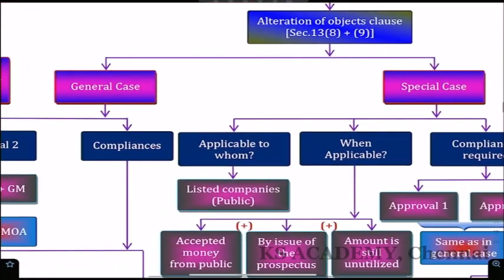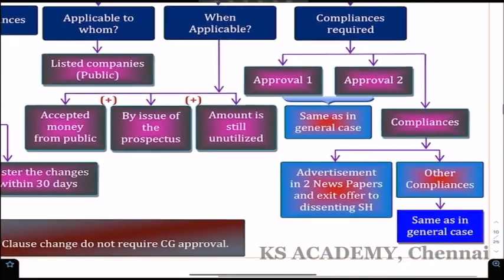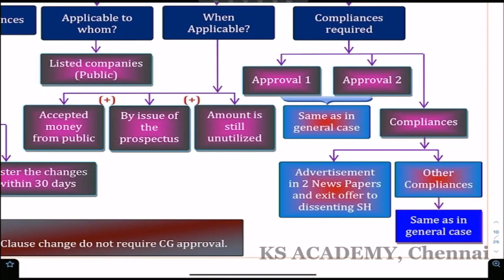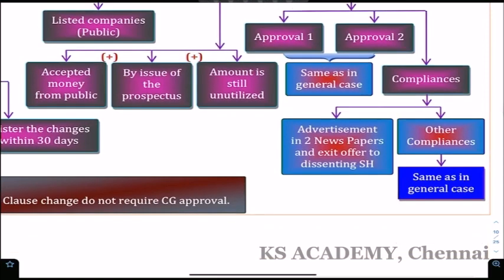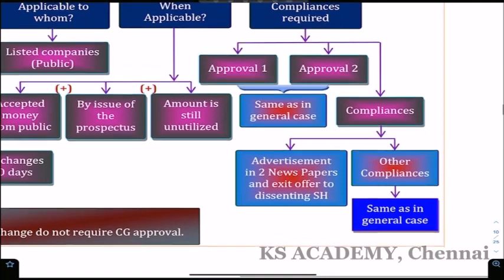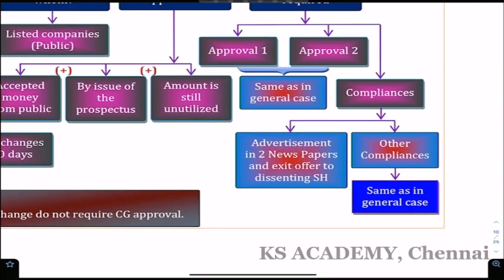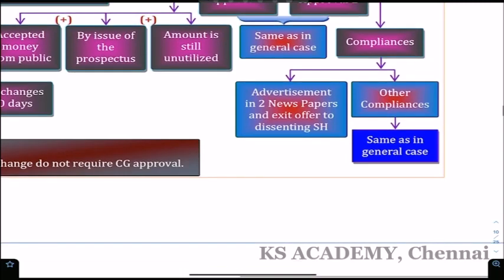Next one, alteration of objects clause in a special case. Applicable to whom? When the company accepted money from the public by issue of prospectus and the amount is still unutilized. In such cases, approval one is the same as in the general case, and approval number two is the same as in the general case. Next, compliances. Advertisement in how many newspapers? One in English and another in the regional language, and an exit offer should be given. Other compliances are also the same, file with ROC, everything is common. Clear everyone in the class?